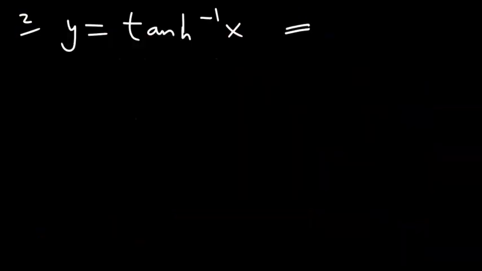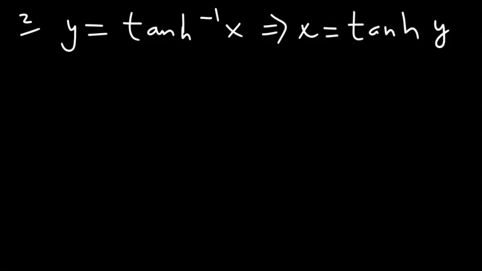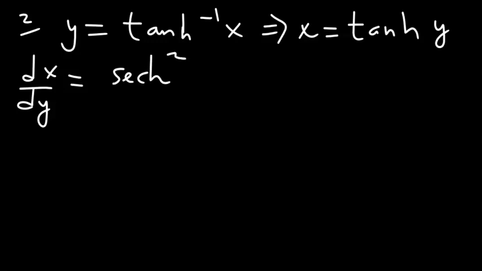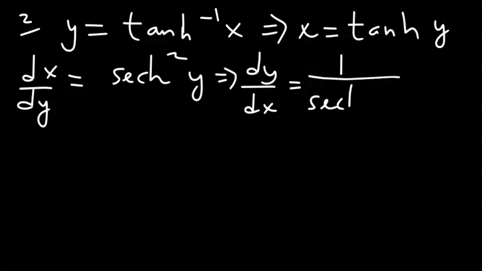How to differentiate inverse hyperbolic tangent of x with respect to x? We do the same trick. We express first x in terms of y. That will be hyperbolic tangent of y, and we perform dx/dy, and that is the square of hyperbolic secant of y, which means dy/dx is 1 over the square of hyperbolic secant of y.